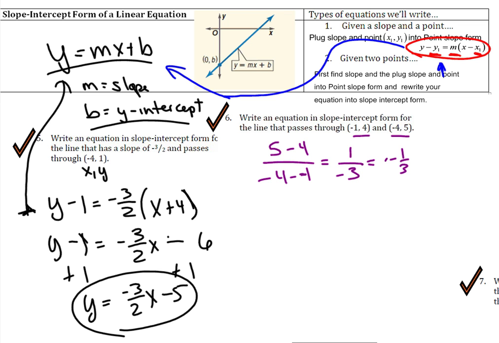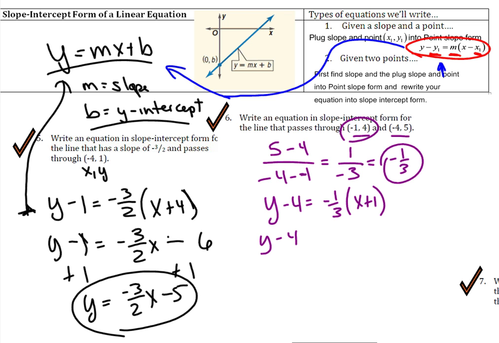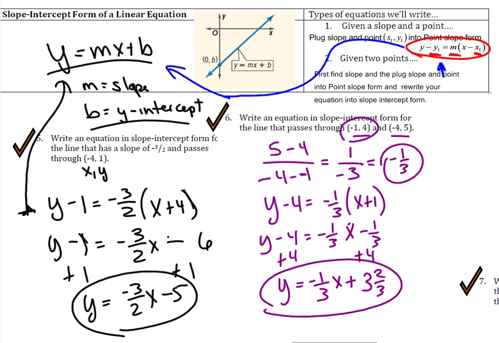Now I need to take my slope and one of my points and put it in point slope form. And then convert that to slope intercept form, just kind of like I did over here. So it's going to be y minus 4 equals negative 1/3 x minus 1/3, add 4. So y is going to be equal to negative 1/3 x plus 3 2/3. There is the equation.